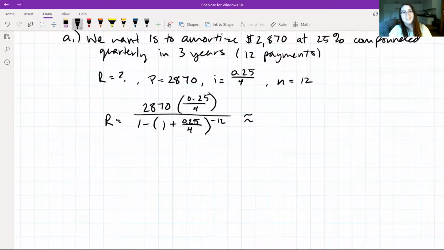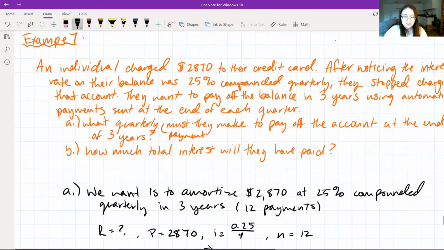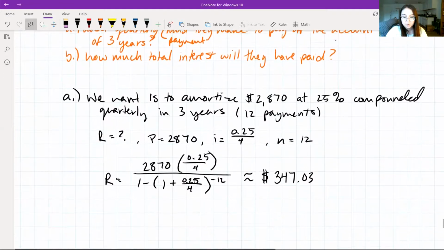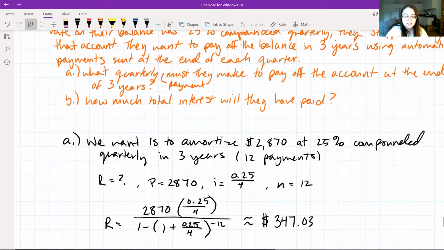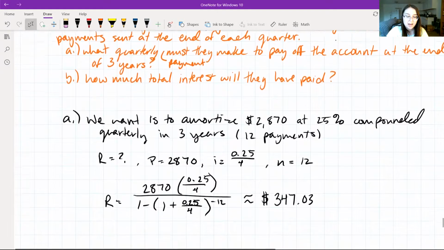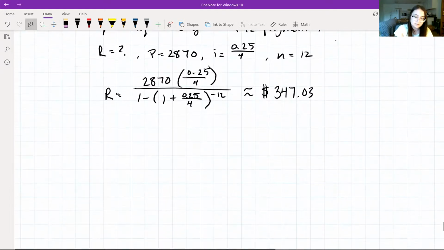As always, I highly encourage you to calculate this value on your own. And you should end up getting $347.03. So you need to pay $347.03 every quarter to be able to pay off your total balance at the end of 3 years.